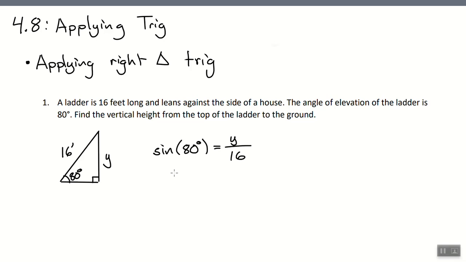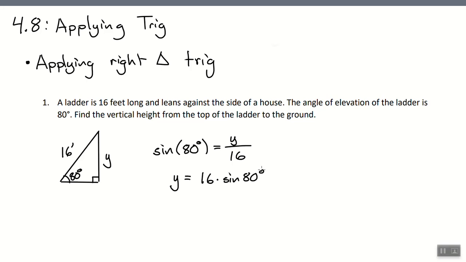And I'm going to solve in one step, and then we'll get an approximation. To solve for y, we are one easy operation away. What do we do? Sean says multiply both sides of the equation by 16. I'm going to switch it up as well. Y is equal to 16 times the sine of 80.